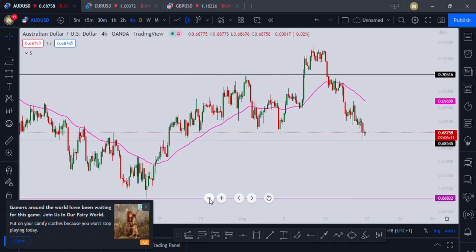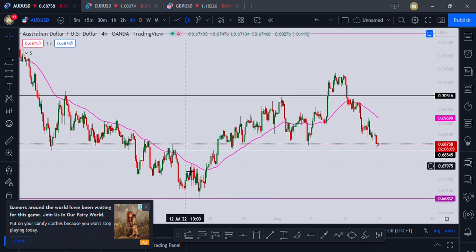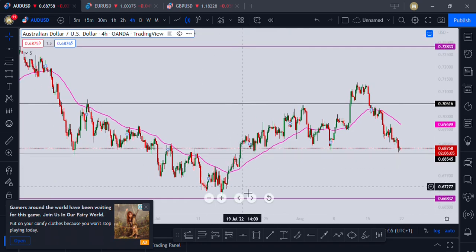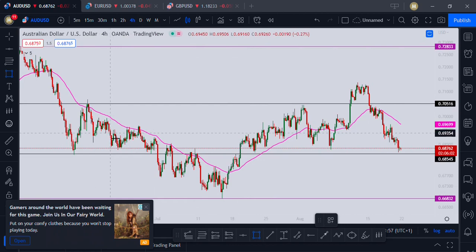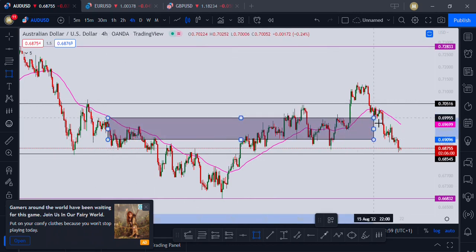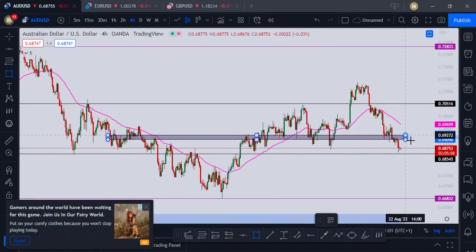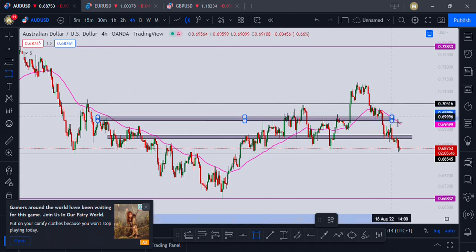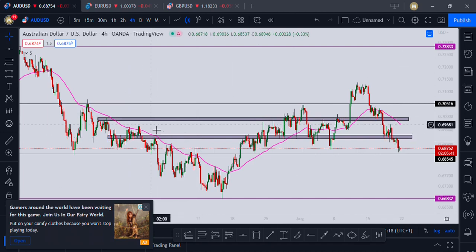Let's see what AUD has on the 4 hours. Let's zoom out a little bit so we can see the chart clearly. On the 4 hours, we can easily say this is an area or zone which market has tested lately. Another area is this one on the 4 hours.